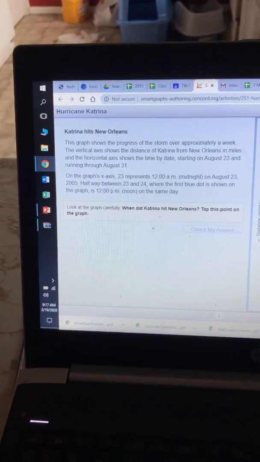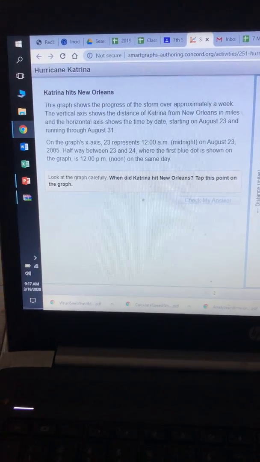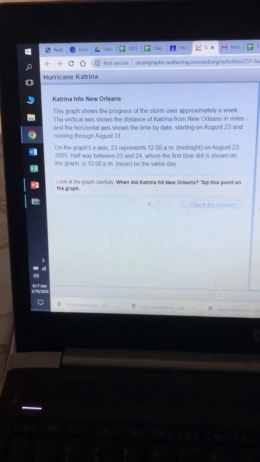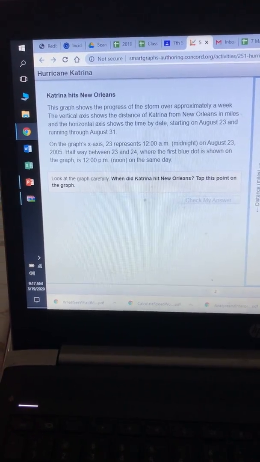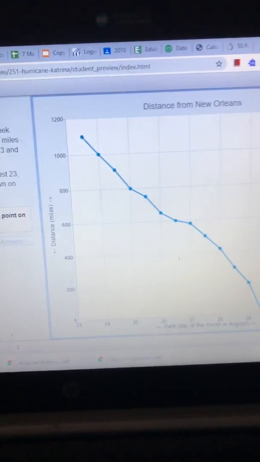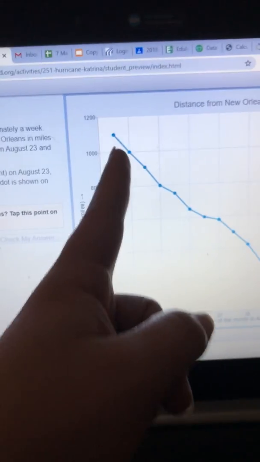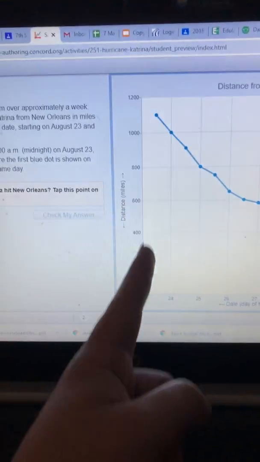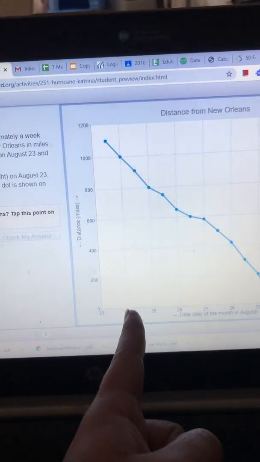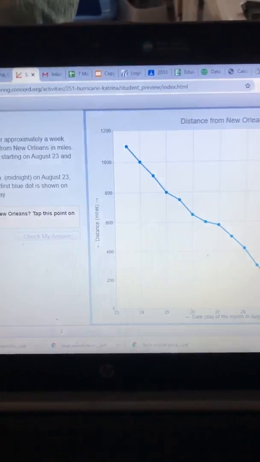On the graph's x-axis, 23 represents 12 a.m. midnight on August 23rd, 2005. Halfway between 23 and 24, where the first blue dot is shown on the graph, is 12 p.m. noon on the same day. So this is noon, and this line is midnight. This is noon, and this is midnight of the next day. Okay? So every day starts at midnight.